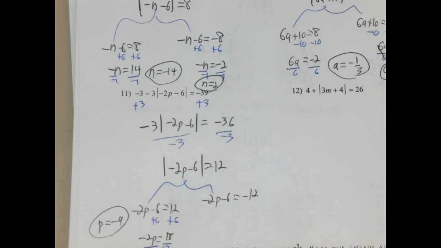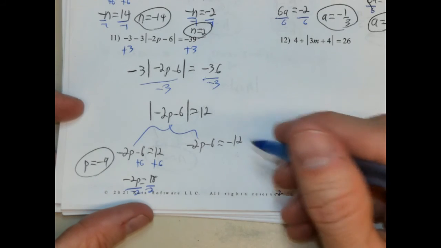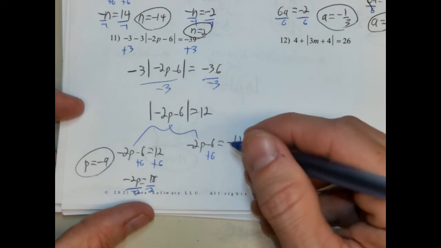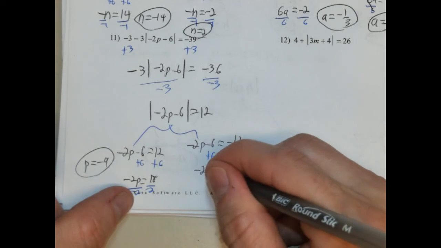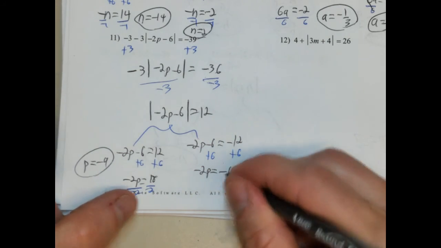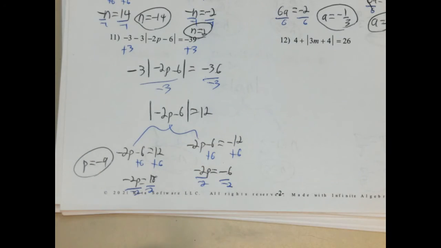Okay. By the way, at any point you can also go back and check this, make sure they work. Let's add 6 to both sides. So negative 2p equals negative 6. Divide both sides by negative 2. And p will be equal to 3.